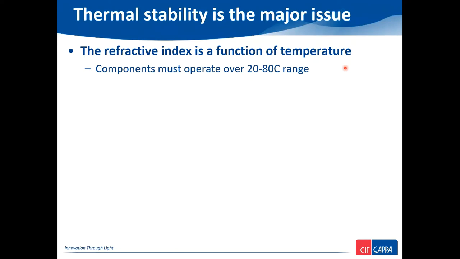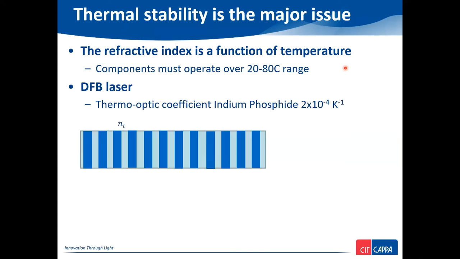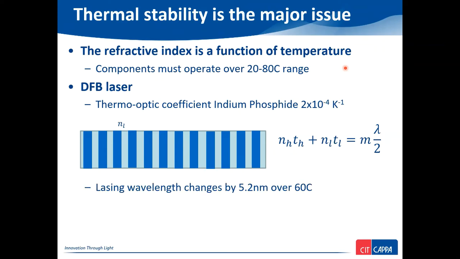The issue basically comes down to thermal stability of the laser. The indium phosphide that makes up your typical DFB has a significant thermo-optic coefficient, which means that whenever the temperature changes, the refractive index will change and the laser wavelength is going to change. There are also effects on the gain curve as well.